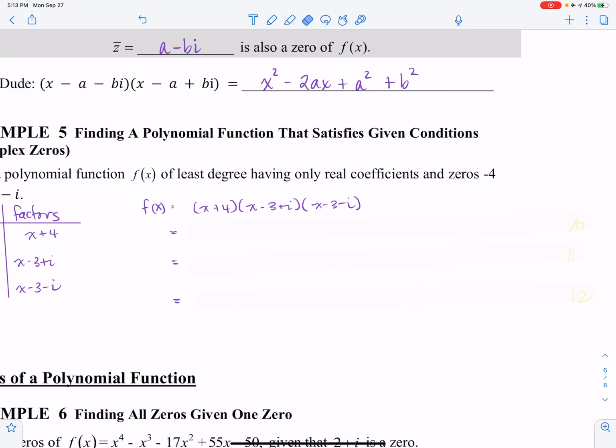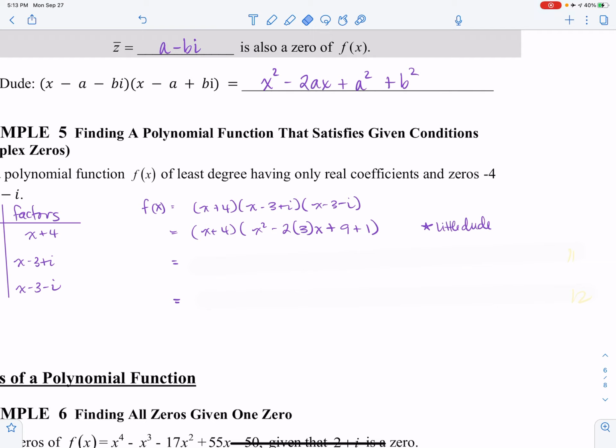So the first thing that I'm going to do is I'm going to use little dude to multiply these two complex conjugate factors together. So little dude is right up here. I'll try to keep it uncovered. So I'm going to just leave my x plus 4 alone.